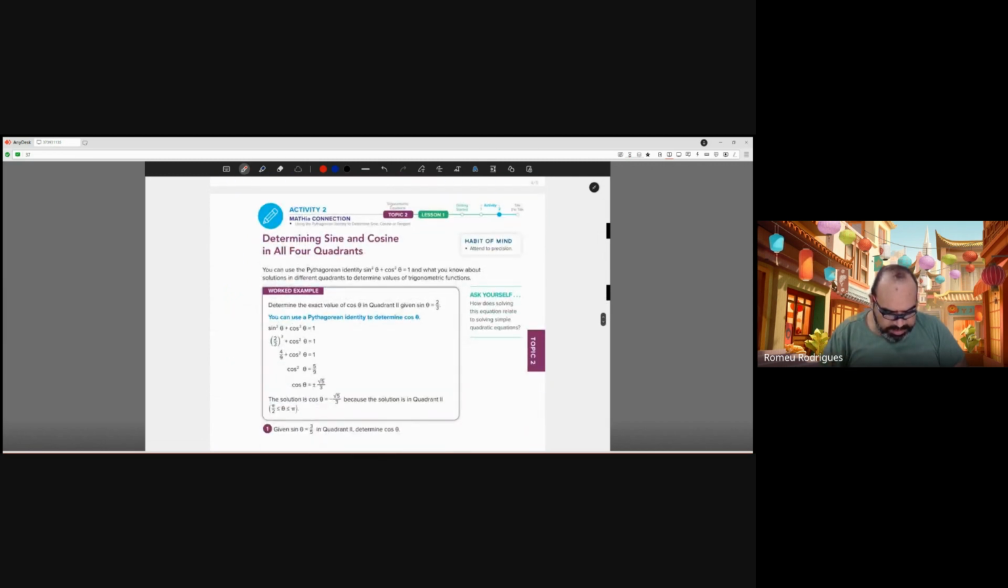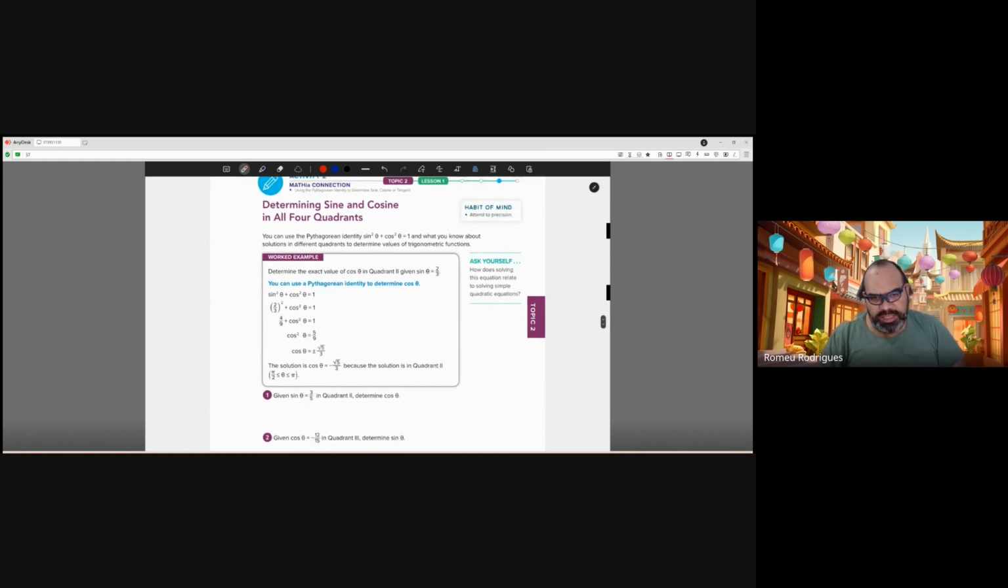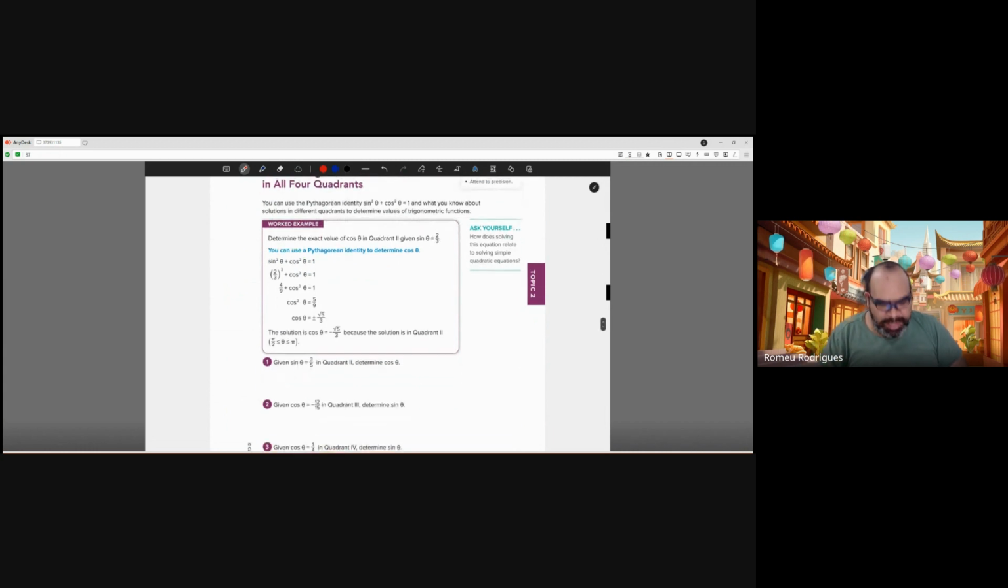Okay, determine sine and cosine in all four quadrants. You can use the Pythagorean identity as I gave to you to find the sine and cosine for each angle. Let's pretend in this case it's 2/3. We substitute sine 2/3 to the second power plus cosine squared theta equals 1. 2 squared is 4, 3 squared is 9, and 4/9 plus cosine squared theta equals 1. Subtracting 4/9, it will be 5/9.